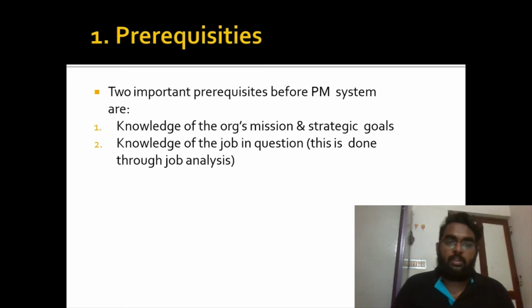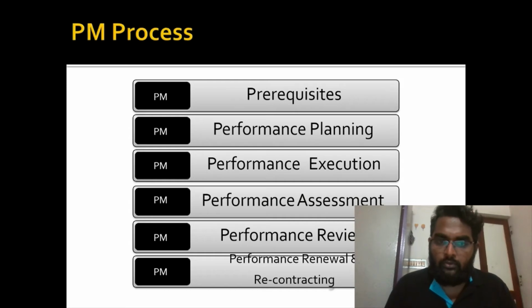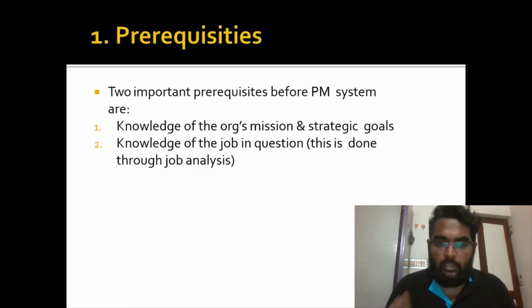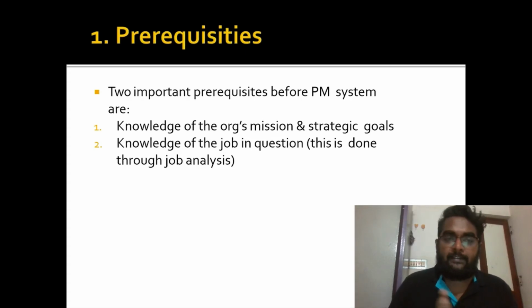So let's check it. Prerequisites. There are two important prerequisites before a performance management system. So we are discussing the steps, the process. The first step is checking the prerequisites. First one is knowledge about the organization's mission and strategic goals. Second, knowledge of the job in question. So what is to be done? There must be a clear job analysis that is conducted by the management itself.